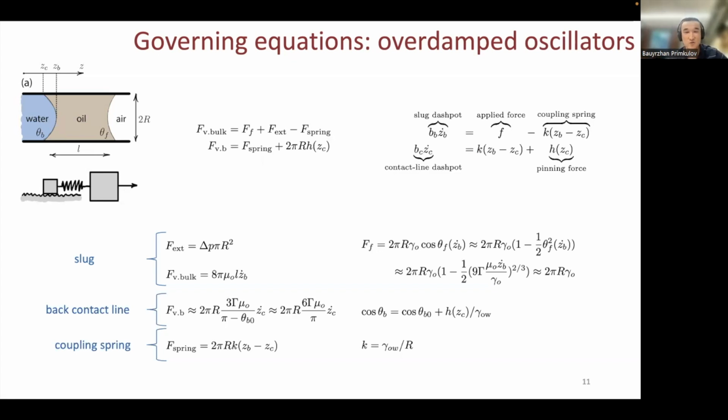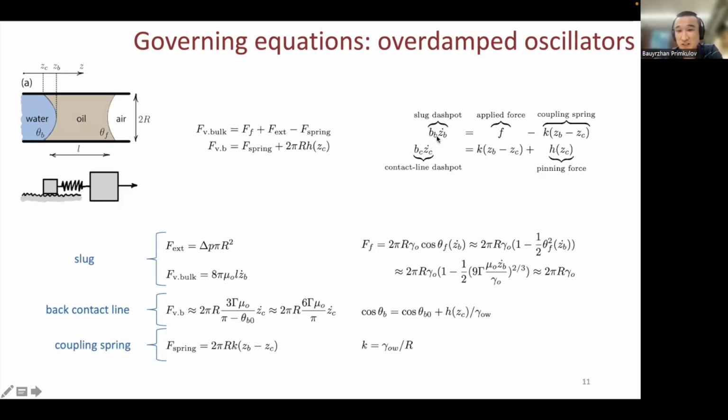And that leads you, if you take the forces and divide them over the length of the contact line, to a system of equations that now starts looking very, very familiar. It's a spring dashpot model, where you have the dashpot term, the damping term, on the left.